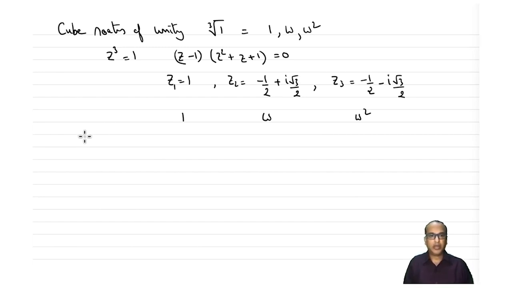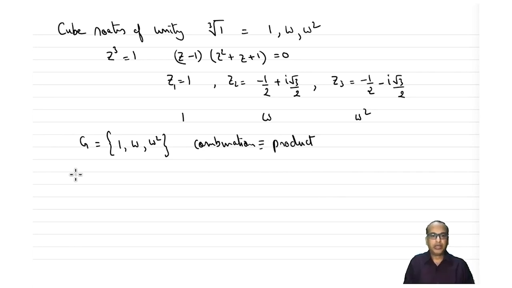So let's go further. Now let's say this particular group, which is defined as the cube root of unity, does it follow the four properties? Let's test the closure property. In this case, the combination in the closure definition, we will consider as product. So for closure, the product of every element must be an element from the group, right?